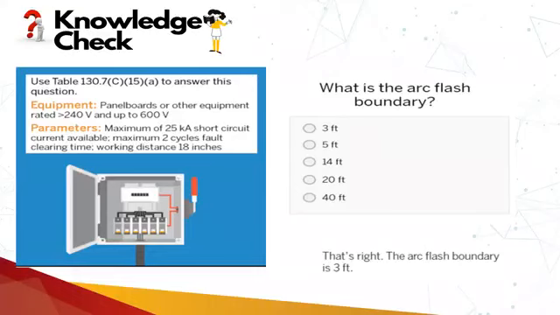Sir, what does 2 cycles for clearing time mean? Cycles. Basically, it is the fault clearance time. So you can talk about it in seconds or in cycles. Okay, sir.